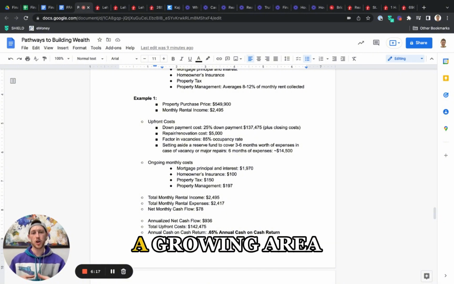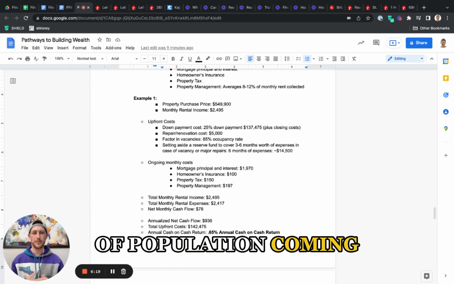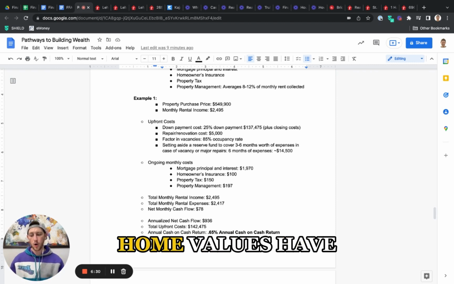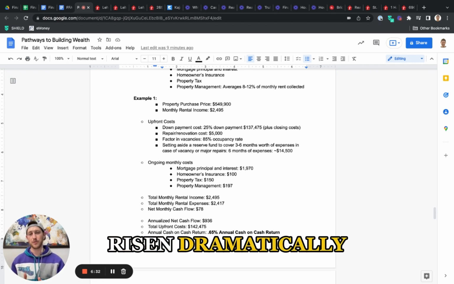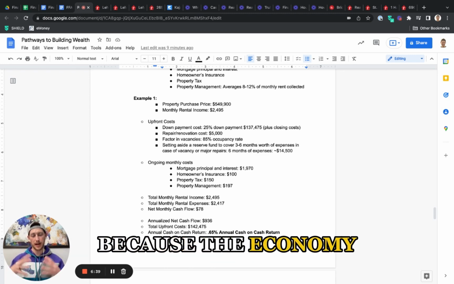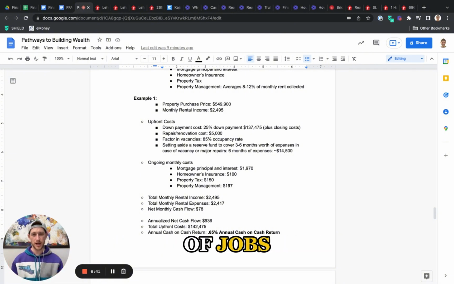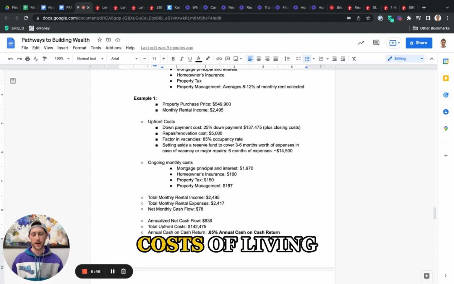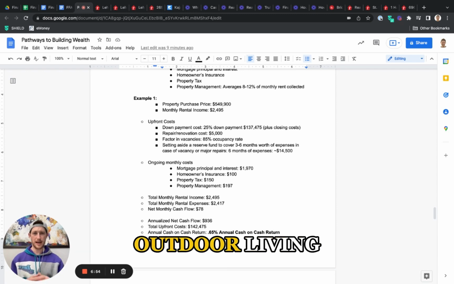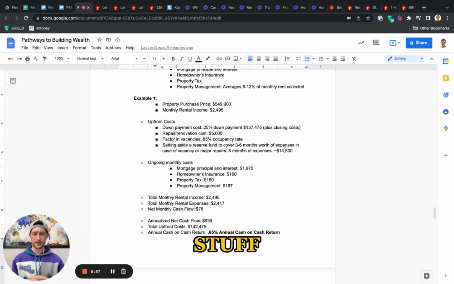Lehi is a growing area, with a lot of population coming in and new companies all the time. Like I said, it's kind of the heart of the startup atmosphere within Utah. Home values have risen dramatically over the last several years, because the economy in Utah is doing really well. There's a lot of jobs, and so there is an influx of people into the state. It has lower costs of living than other places, a strong economy, and great stuff. I like Utah. Outdoor living, national parks, all that type of stuff. A good environment to raise a family.